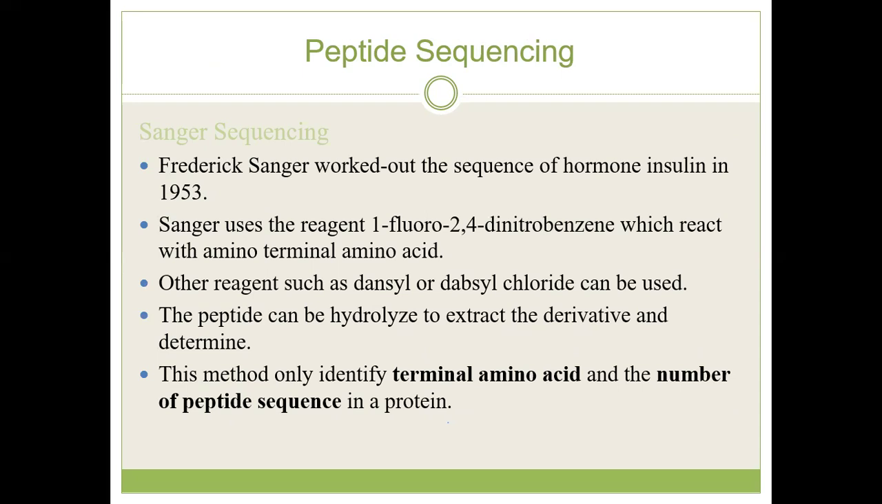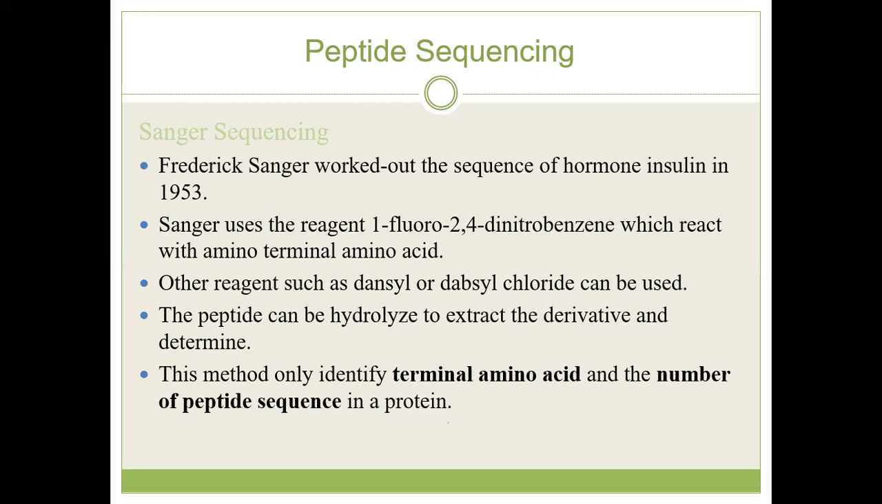Now discussing peptide sequencing. For peptide sequencing, we have two methods. We have Sanger sequencing and we have Edman degradation. Sanger sequencing was first carried out by Frederick Sanger, who sequenced the hormone insulin in 1953. I think if you can remember, this is the same year.